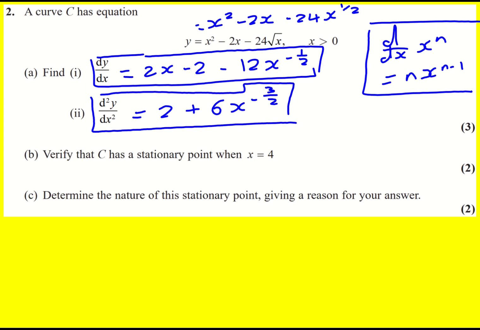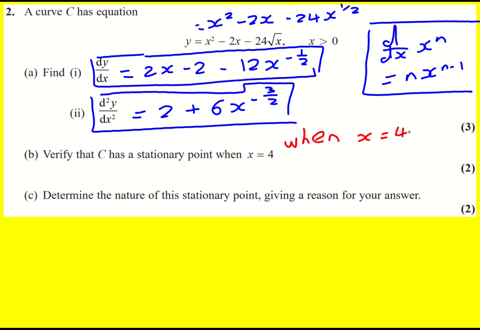Verify that C has a stationary point when x is equal to 4. So what we don't have to do here is set it equal to 0. We just need to show that it's equal to 0. You could try and solve it, except the x to the minus a half is going to make it quite complicated. So I'm going to avoid that completely.